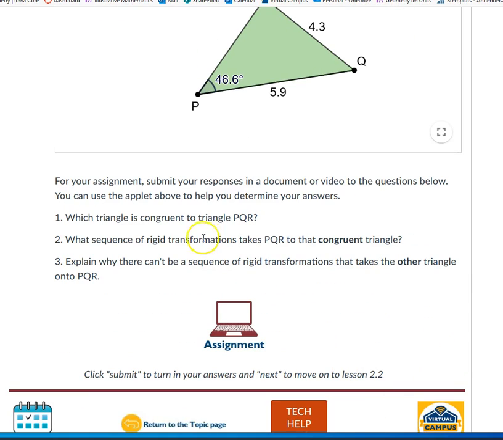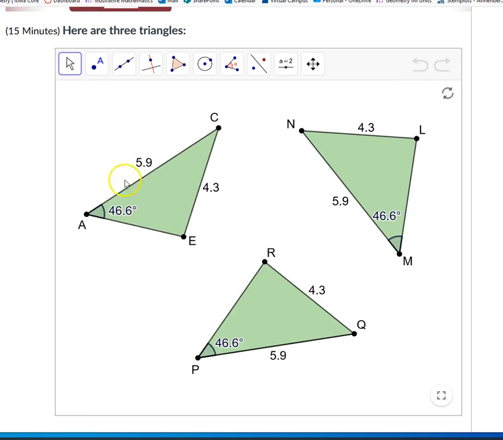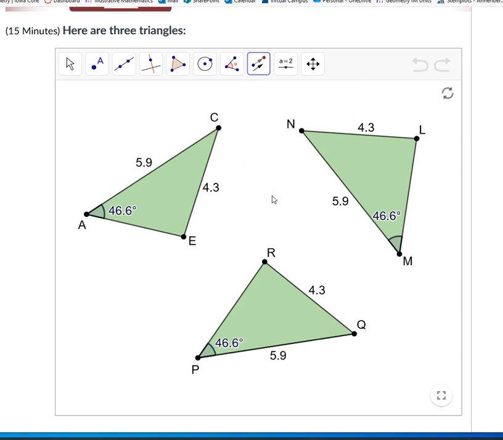The questions are asking you which triangle is congruent to triangle PQR, and that's this bottom triangle down here. The first thing I'm going to do is take this first triangle, ABC, and start transforming it to see if I can get it to map down here on triangle PQR. First, I'm going to translate it by a vector. I notice that angles A and P are the same measure by the notation that's given, so I'm going to translate by vector AP.